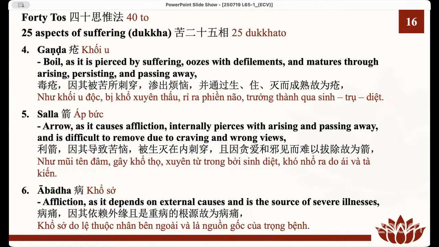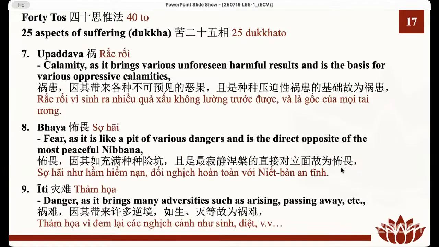Upaddava, calamity, as it brings various unforeseen harmful results and is the basis for various oppressive calamities. Here we have already mentioned unforeseen harm. There are many unforeseen things, for example, the threat or punishment of the king or government. Another is an accident, also unforeseen. Similarly, sickness is unforeseen, death is also unforeseen, and any other suffering is unforeseen.